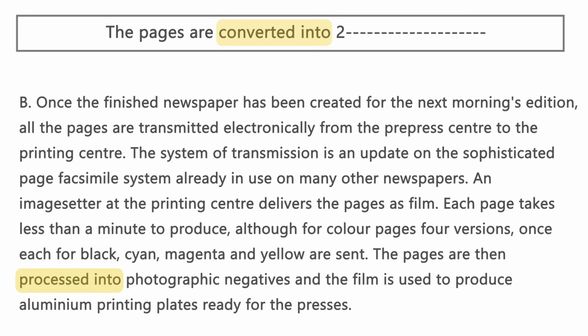a word processed into. The pages are then processed into. Okay, so processed into is the same as convert into. It means they're changed into something else. So the pages are processed into. Again, you can see that into is also repeated. In the question, we have converted into, and in the text, there is processed into. So processed into what? Photographic negatives.